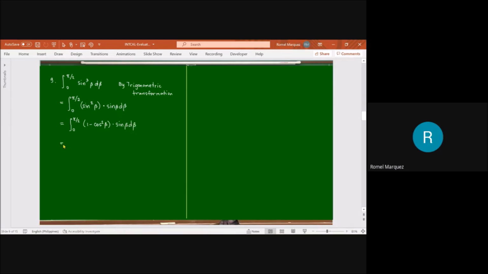So let's integrate this term by term. Integral from 0 to pi/2 of, the first term, sine beta d beta, minus cosine squared beta sine beta d beta. Okay, guys?